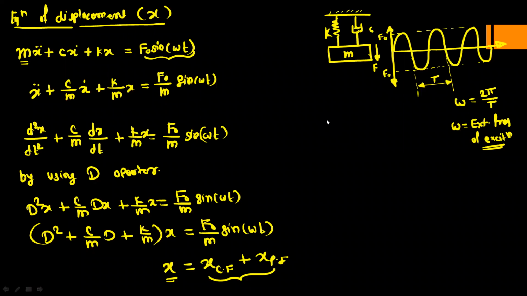So the complete solution x is the addition of the complementary function plus the particular integral. First we will try to find the complementary function. So we have the D operator equation like this: (D square plus c upon m D plus k upon m) into x is equal to F0 upon m sine omega t.